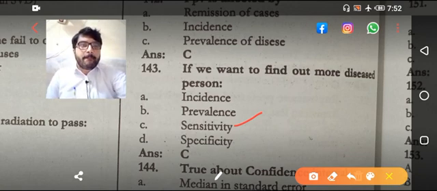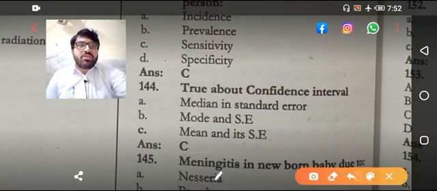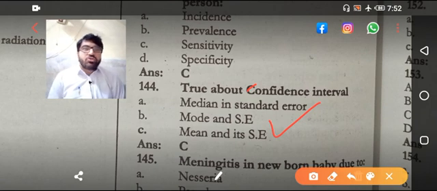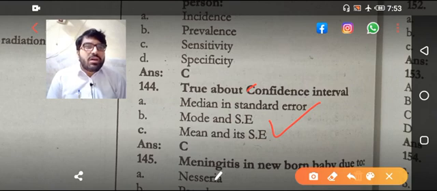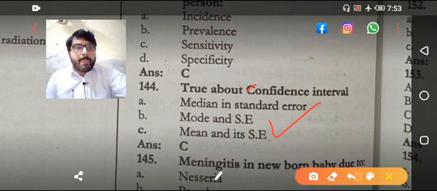Option C is right. True about confidence interval, option C is right. Now I'm not sure about this MCQ. If anyone is having a reference, share in the comment below. But on community medicine I will make another series of videos.